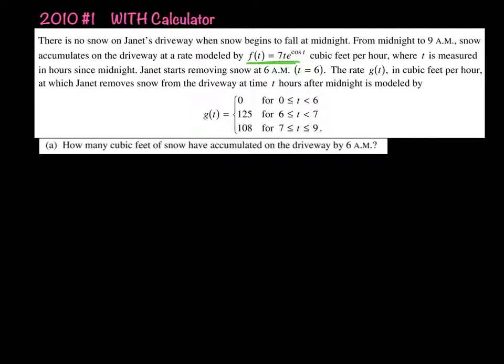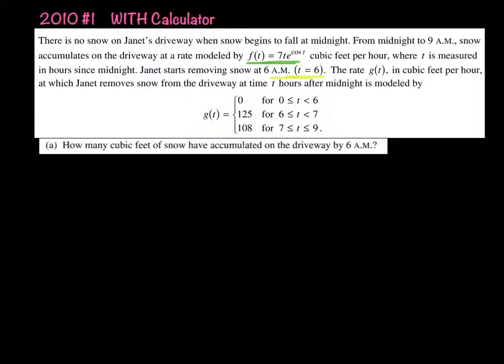So we clearly, living in Buffalo, have an idea of what's happening here, right? So she goes to bed, there's no snow. From midnight to 9 a.m., snow is accumulating in her driveway at this rate of cubic feet per hour. All right, now, Janet starts removing snow at 6 a.m. So she wakes up in the morning and she's like, oh, I have to start removing this snow. So at t equals 6 hours, 6 a.m., she starts removing it.